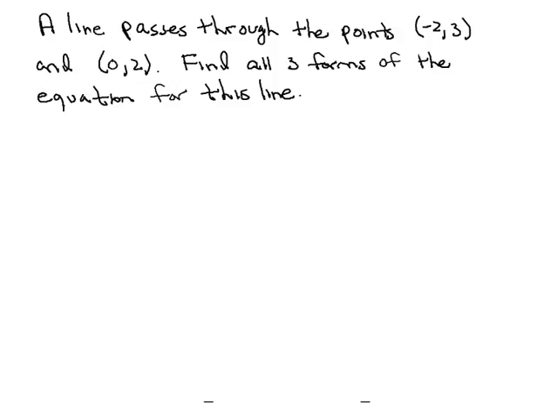Now this next example will give us practice representing the equation for a line using all three forms that we discussed. Our situation is that we have a line passing through the points -2, 3 and 0, 2. What we need to do first to find the equation for any line, of course, is to find its slope. So the slope in this case will be equal to, if we subtract the y coordinates in this order, 3 minus 2 all over -2 minus 0.